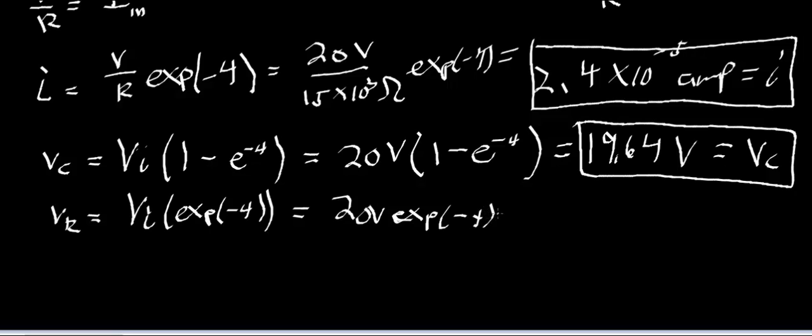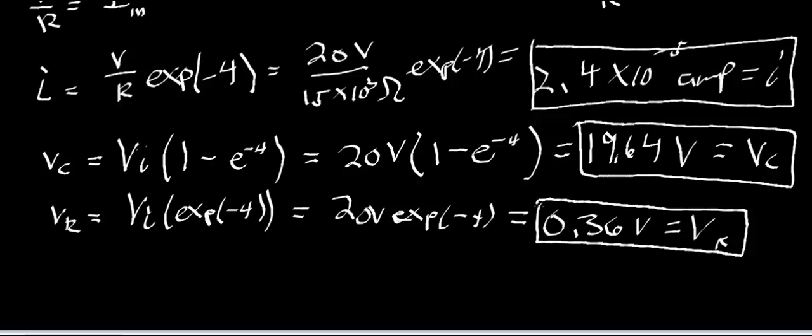And since exponential -4 is a really small fraction, we're multiplying by 20. It shouldn't be a very large number because exponential -4 isn't very large. It's closer to 0, in fact. And so when we calculate this out, we get a value of 0.36 volts, and that's going to be our instantaneous voltage about the resistor. And we put a box around our answer.